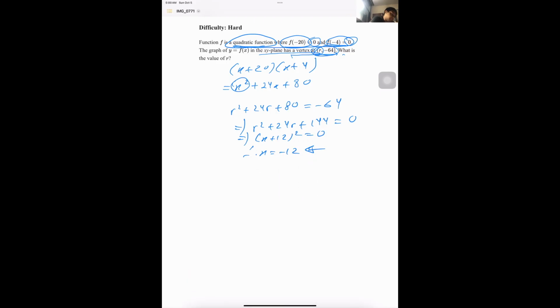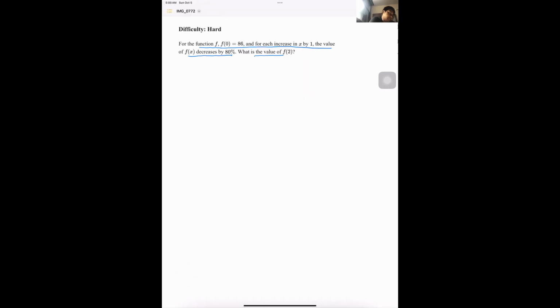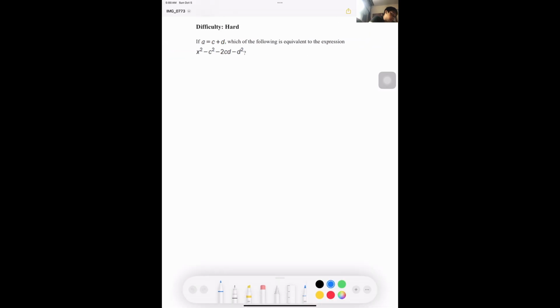Next question. For the function f(0) equal to 86, for each increase in x by 1, the value of f(x) decreases by 80%. What is the value of f(2)? How many questions do we have? Okay, let's do this one first. This looks easier.